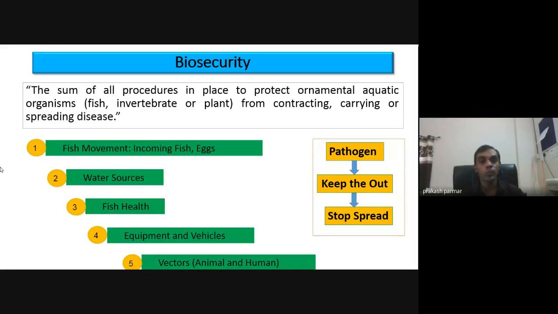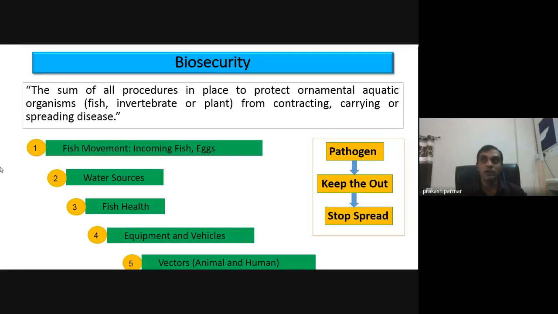And equipment and vehicles are also very important here, because they are carrying certain pathogens and helping spread them from one place to another. So we have to treat them very effectively first, both equipment and vehicles which are used for transportation. And the vectors like animals and humans are also carriers for pathogen spreading.